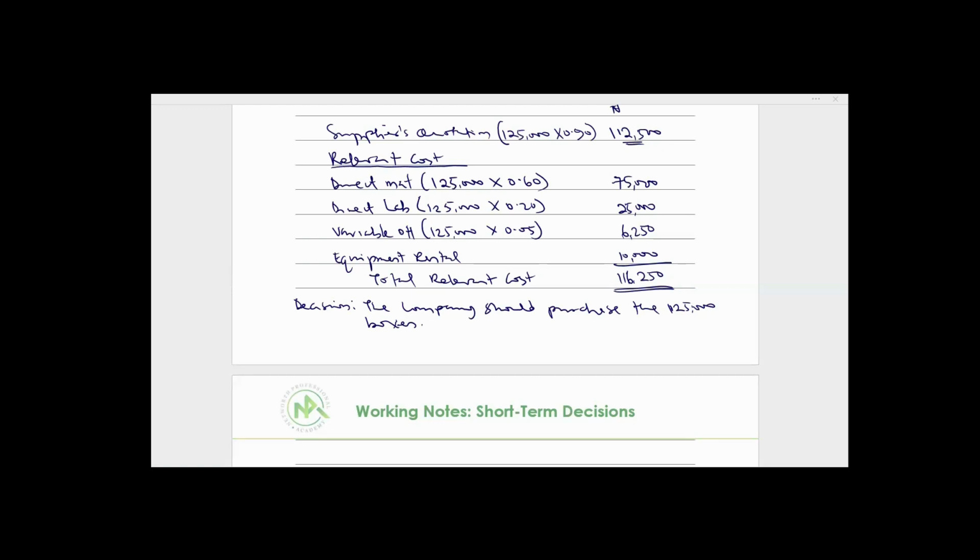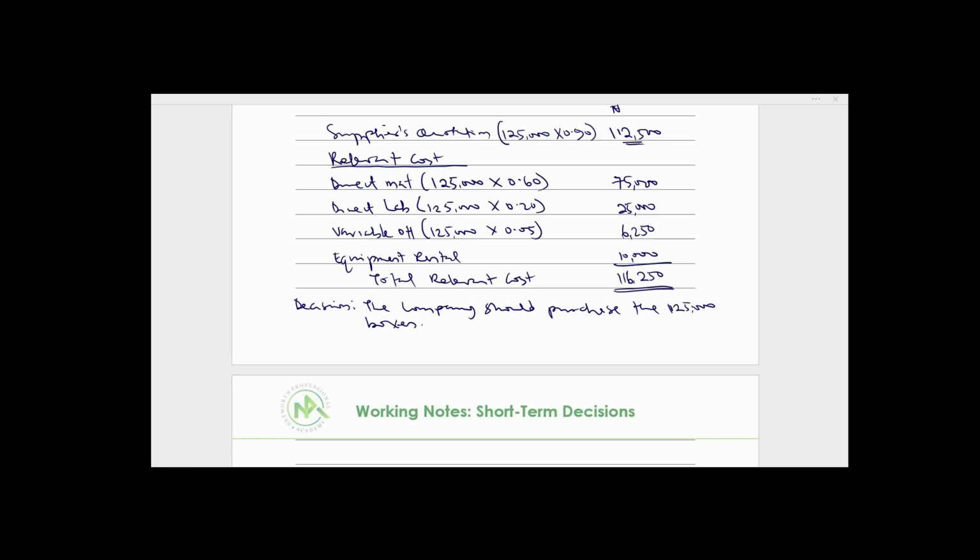Yes, sir. I feel like the company should produce 100,000 units and then buy the remaining 25,000 units from the supplier. Why? Because for the production, there is a profit, and the major thing is the equipment rental. That is what increased the costs in the production of 125,000 units.